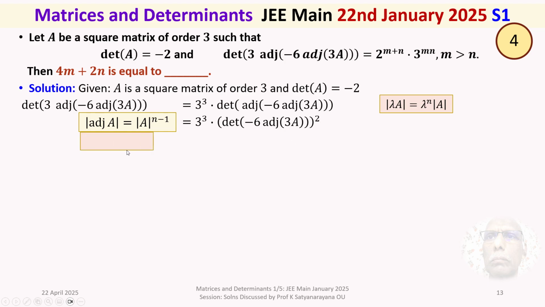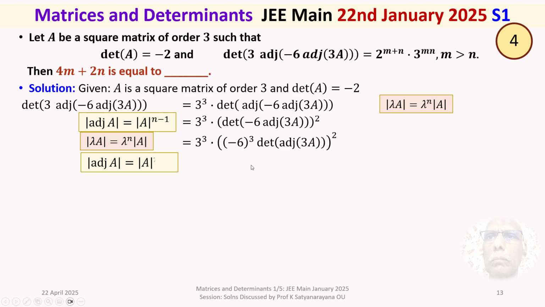And we use now determinant of lambda A is equal to lambda to the power of n into determinant of A. So this will come out as 3 cube into minus 6 cube into determinant of adjoint of 3A, whole square. This is all happening under the square. Why not we take out this minus 6 whole cube to the power of 2, that is 6 to the power of 6, we can take out.